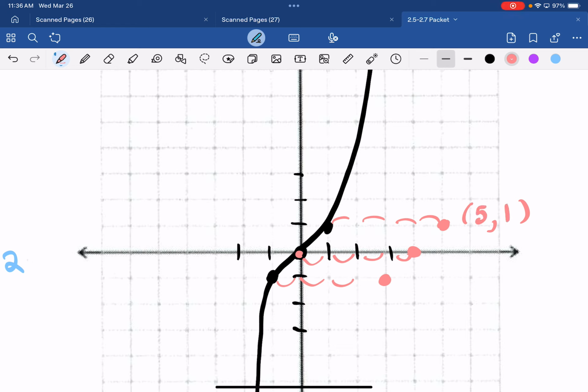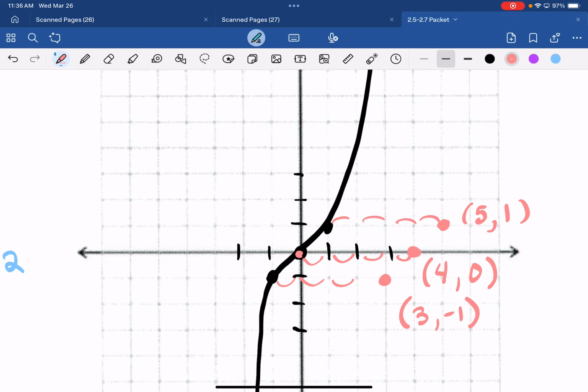5, 1, right? Okay. What's the second point that I got there? What's that one? 4, 0. And my last one? Beautiful. 3, -1. Okay? So those are my new points.